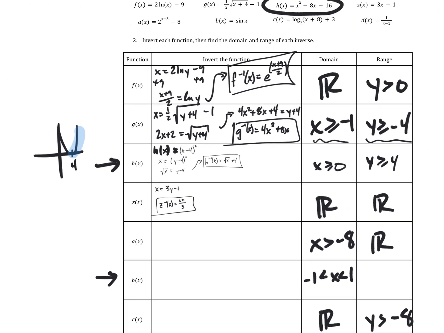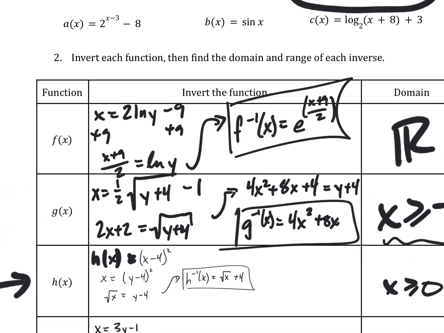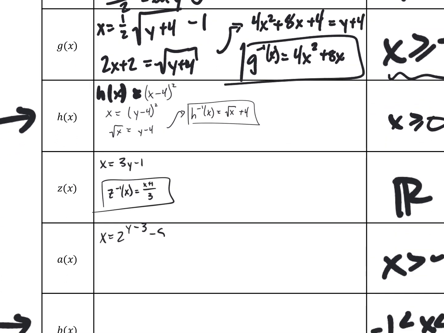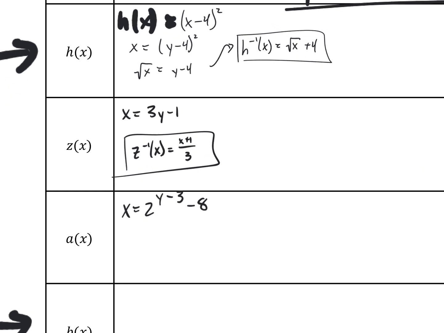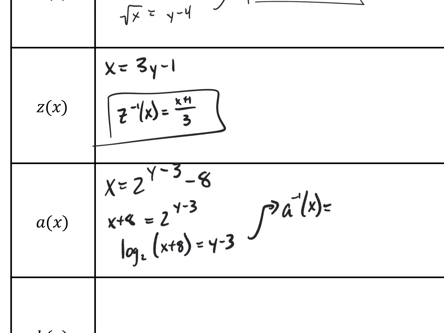A of x is 2 to the x minus 3. Yep, minus 8. Okay, I'm doing this just like the rest of you. Okay, here we go. x plus 8 equals 2 to the y minus 3. We need to rewrite with log base 2 of x plus 8 equals y minus 3. So we end up with a inverse of x is equal to log base 2 of x plus 8, and then we just have to add 3 at the end.